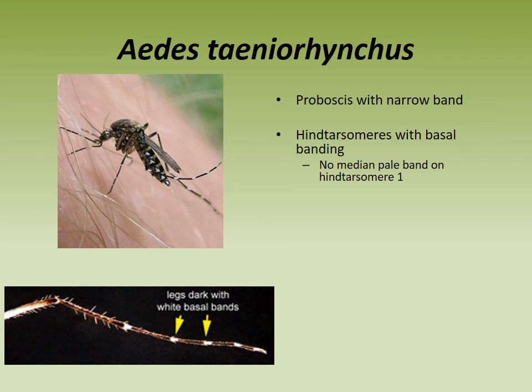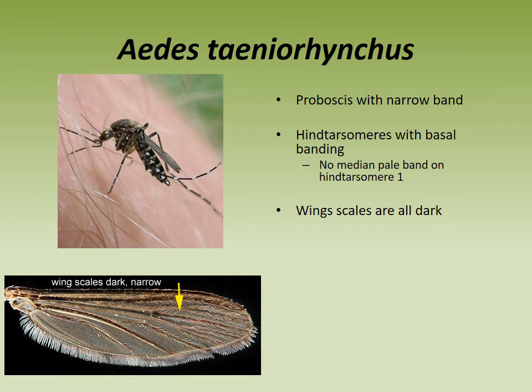If you were trying to differentiate this species from vexans, that's going to come up later. The proboscis will have that. Oh, it was the first one. The proboscis having the narrow band. So looking at the difference between this and vexans, obviously you can look at the abdomen, but the proboscis band is on taeniorhynchus and not on vexans.